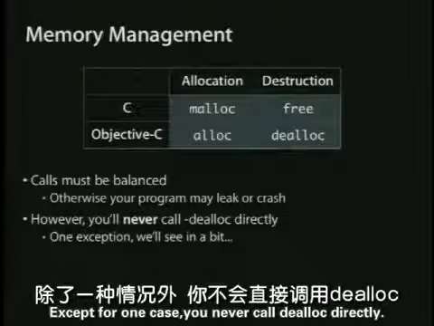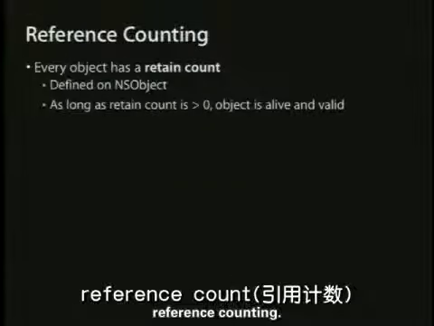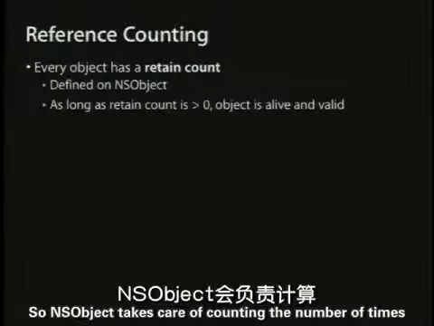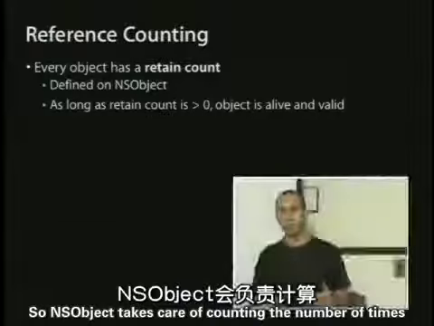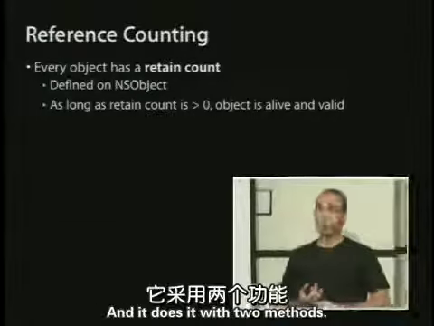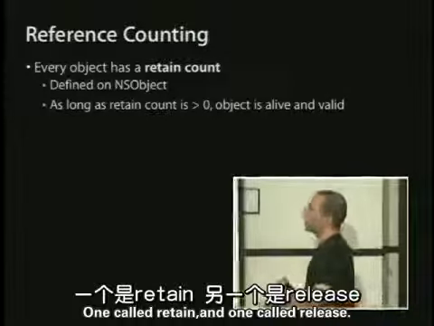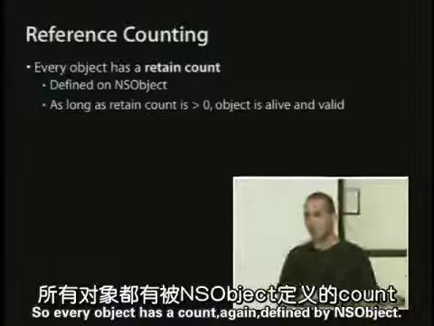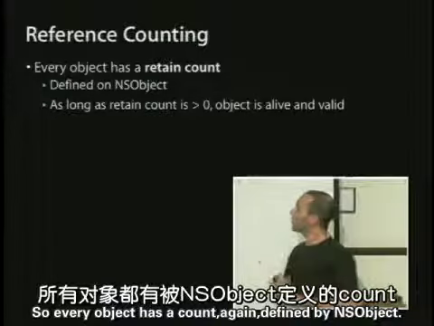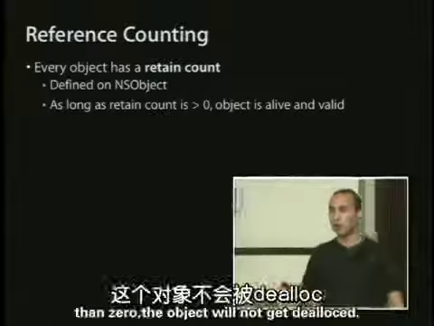The calls must be balanced. So like in the C case, if you called free too many times, you're going to crash. It'll probably tell you that the memory was already freed, or it may just crash and not tell you anything. It's the same thing in Objective-C, but the difference here is you're never going to call dealloc directly. And I'll explain that in a sec. Except for one case, you never call dealloc directly.